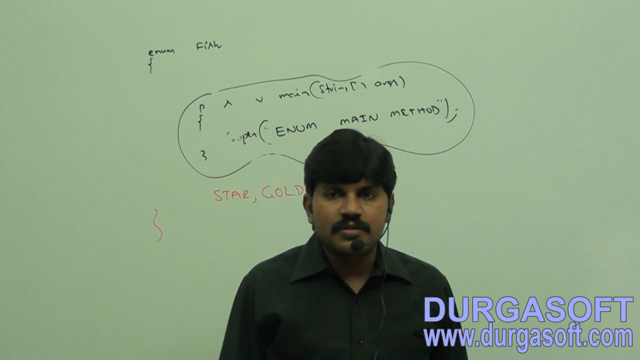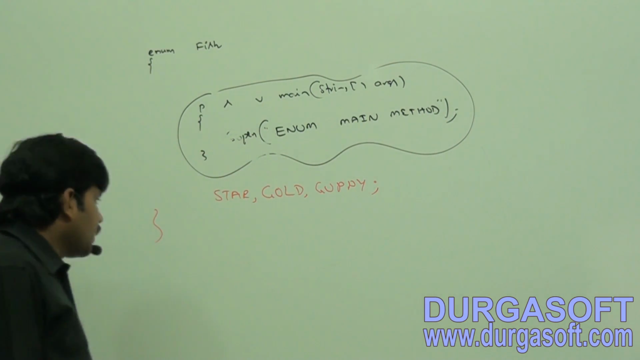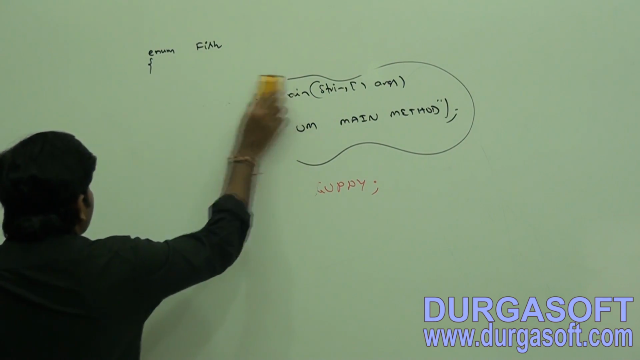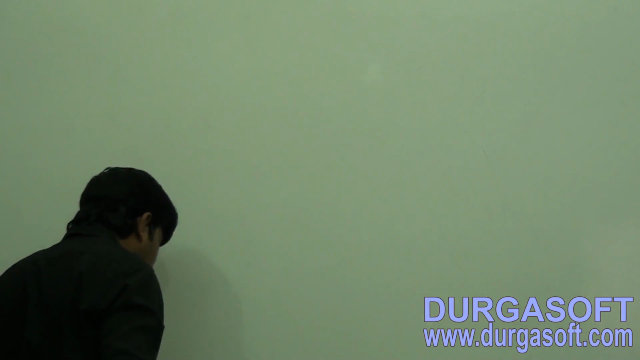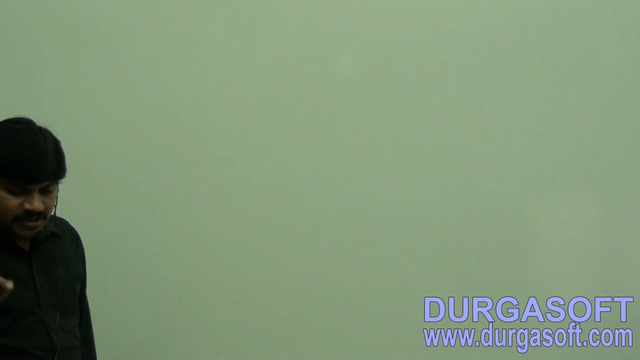In addition to constants, if we are taking any extra member like a method, then the list of constants should be in the first line, and should end with semicolon.